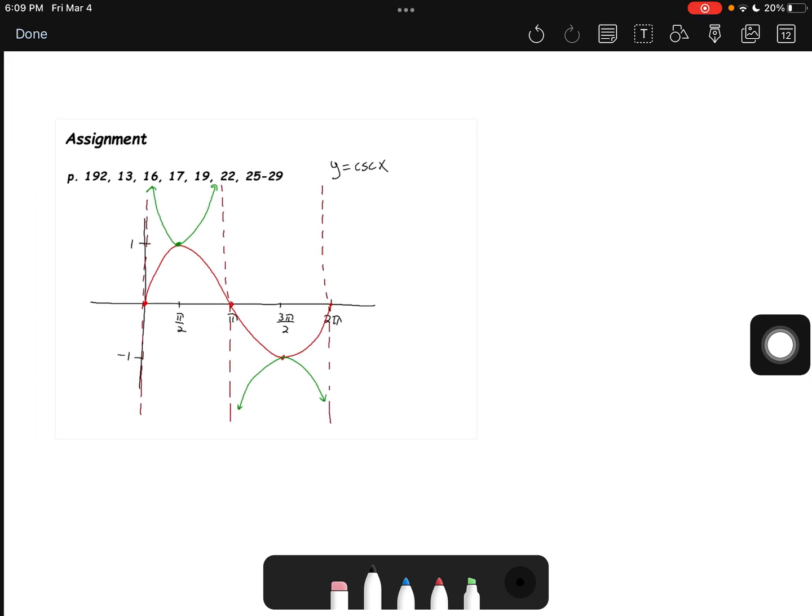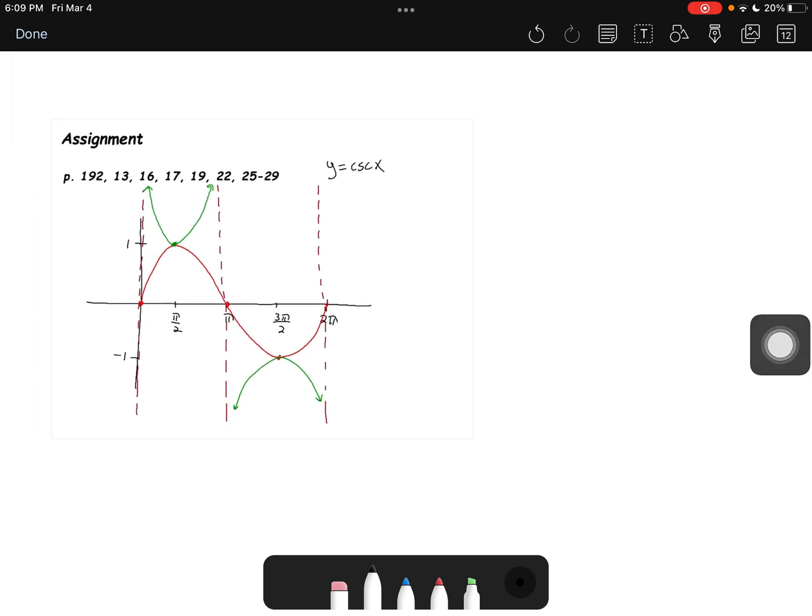But that's it. Those are the basic trig function graphs. And then we build on that in the next lesson with doing some vertical and horizontal stretching and shrinking and a little bit of vertical shifting up and down. So that's it.